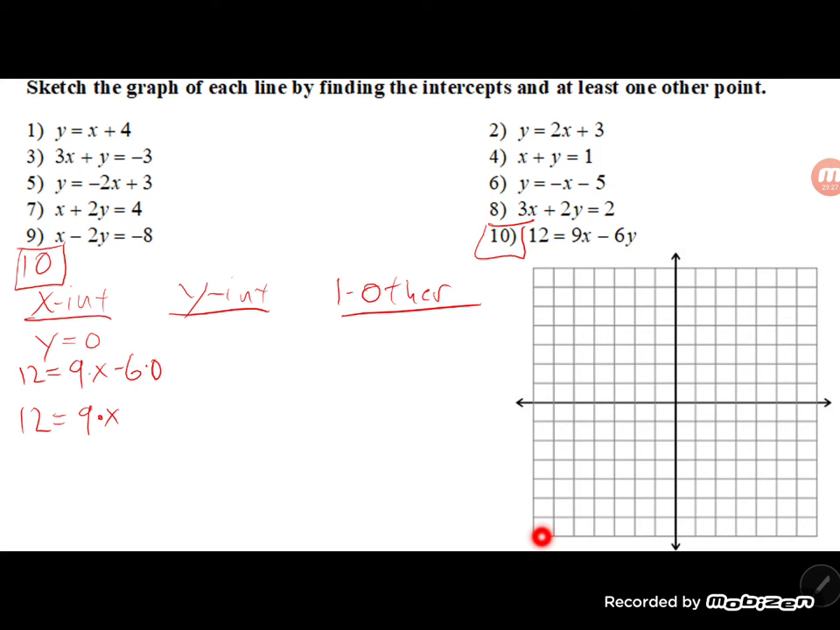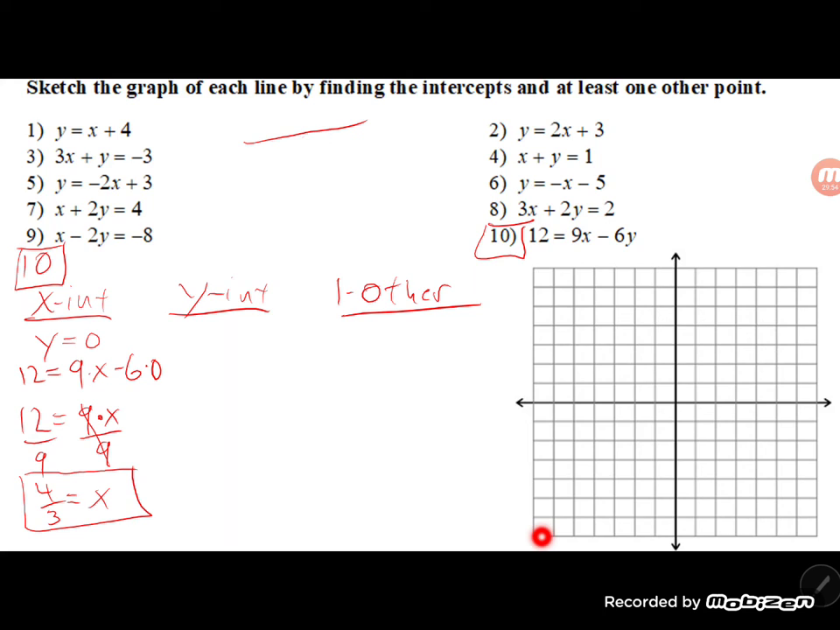So 12 is equal to 9x. I have 9 that is multiplying x, so I want to get rid of that. How do I get rid of multiplication? I divide, and so I will do 12 divided by 9. So that'll be equal to x, because our 9's cancel. And then 12 divided by 9, I can reduce that to 4 over 3. So 4/3 is what x is equal to.